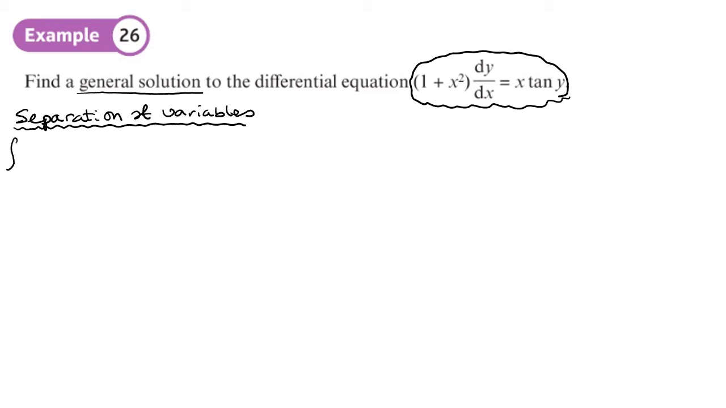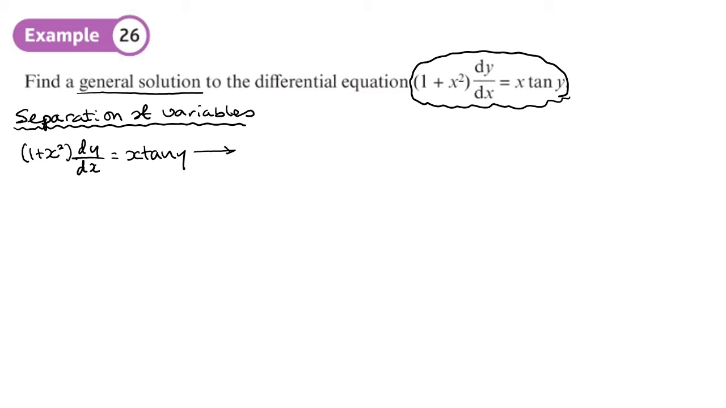So my suggestion would be, let's just write this down, 1 plus x squared dy dx equals x tan y. My suggestion would be that you multiply both sides by dx first, and then that will tell you which side to put your x terms on and which side to put your y terms on. I'll show you what I mean.